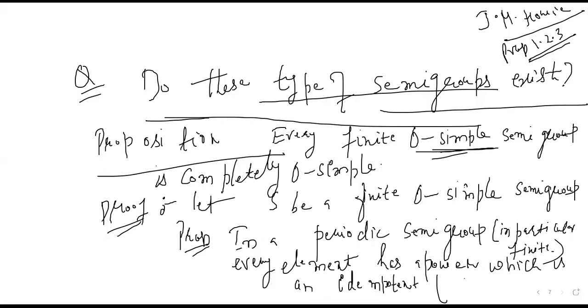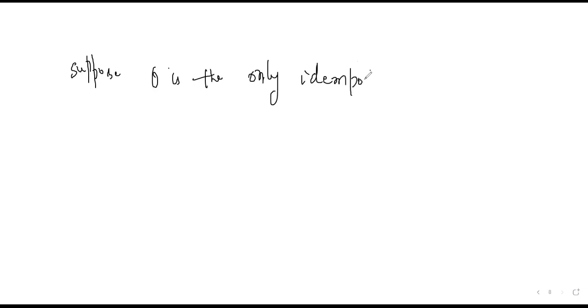Now suppose first that zero is the only idempotent. हम मानते हैं zero ही इसका एक idempotent है. It has no non-zero idempotents. So then we will arrive at a contradiction. Now suppose 0 is the only idempotent of S.